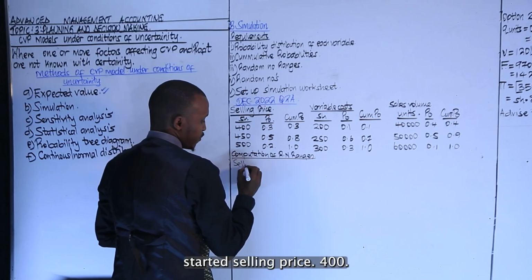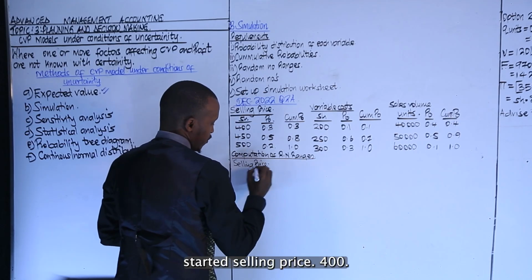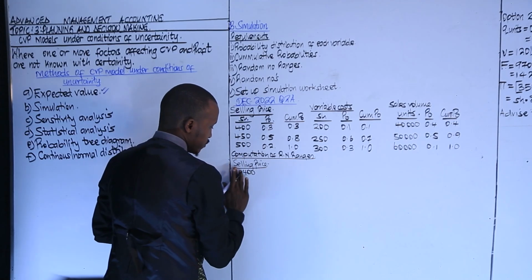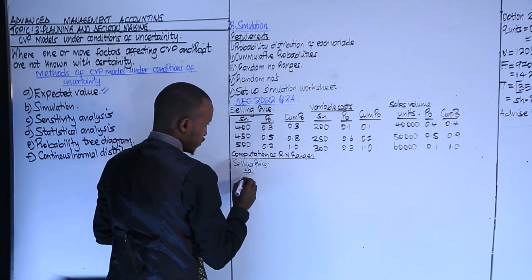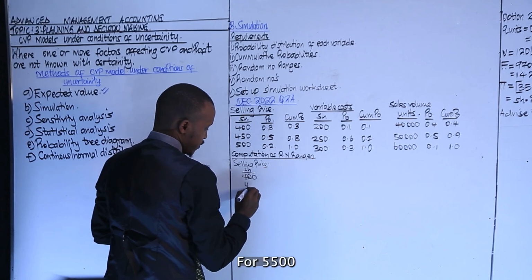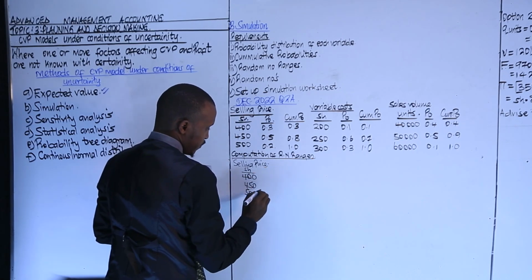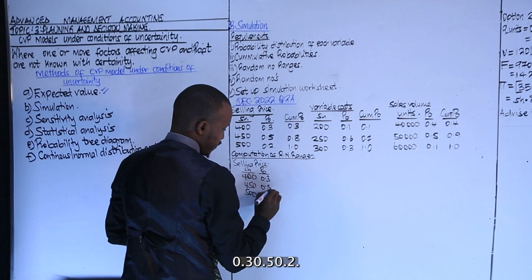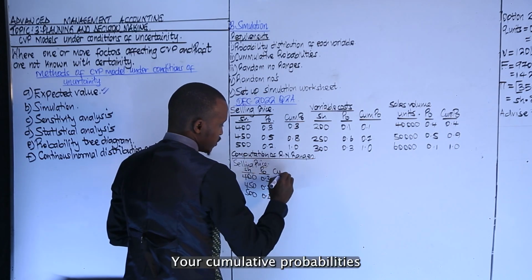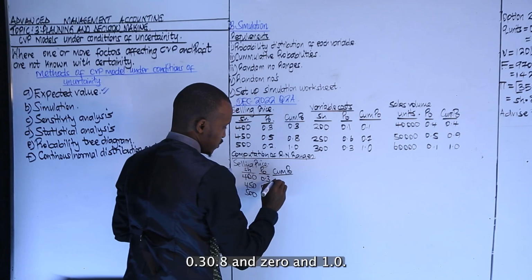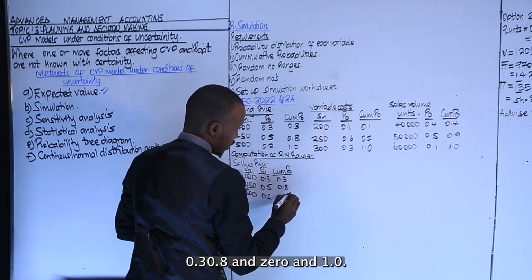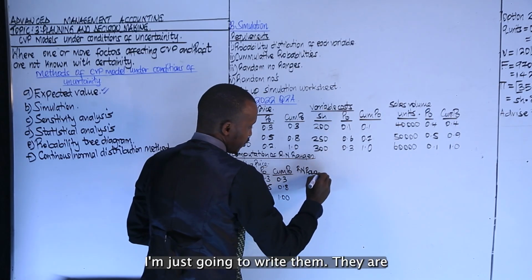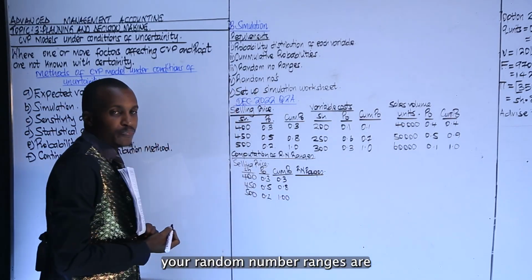So let's again start with selling price. 400, 450, 500. Your probabilities 0.3, 0.5, 0.2. Your cumulative probabilities 0.3, 0.8, and 1.0. Then your random number ranges, I'm just going to write them there.